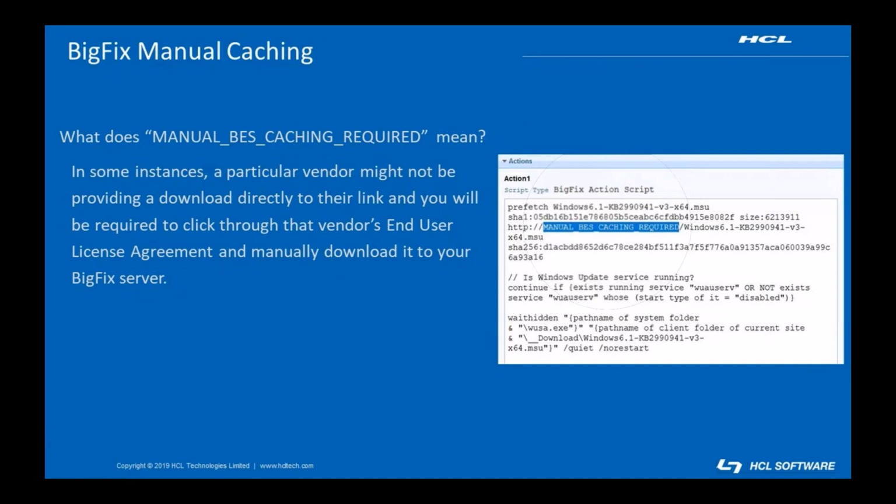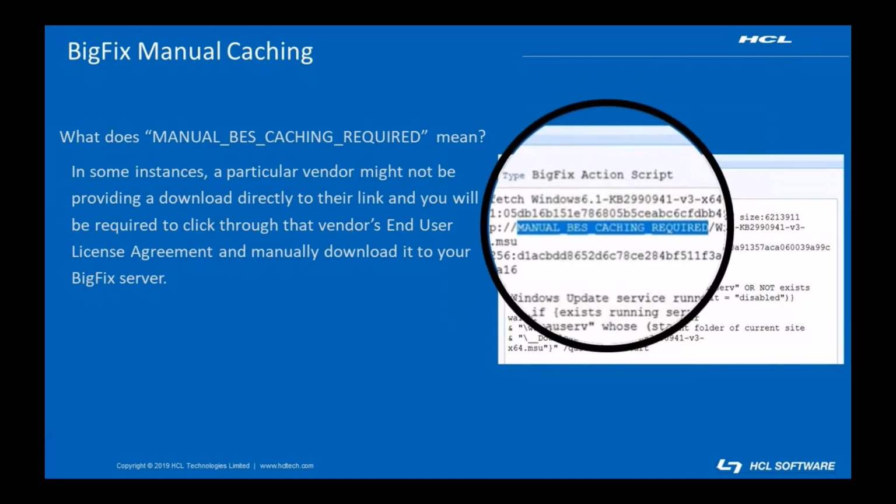So, BigFix goes straight to the source or download URL to get the content for each of its fixlets, and manual caching is usually not required. However, there are some fixlets out there that have the verbiage "manual BES caching required" in its action scripts. So, what does this mean?